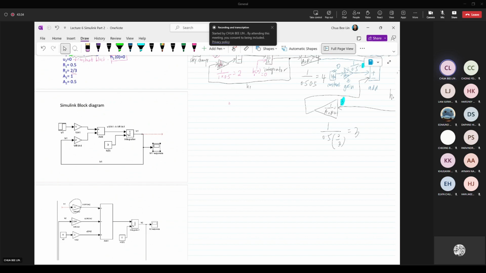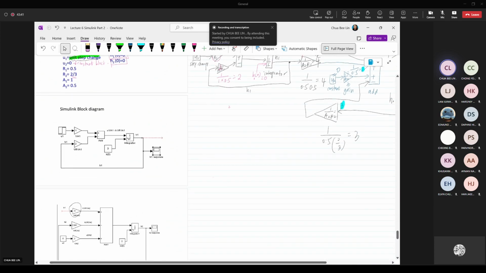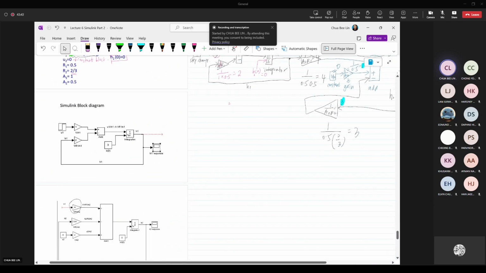So just now you're having 1 over the A2 R2. Let me double check. A2 is 0.5. R2 is 2 over 3. 0.5 times 2 divided by 3, 1 over the answer. So it is answer of 3. So not 2.94. So this one, mistake. So this one should be 3. Okay. So this one should be 3, not 2.94.